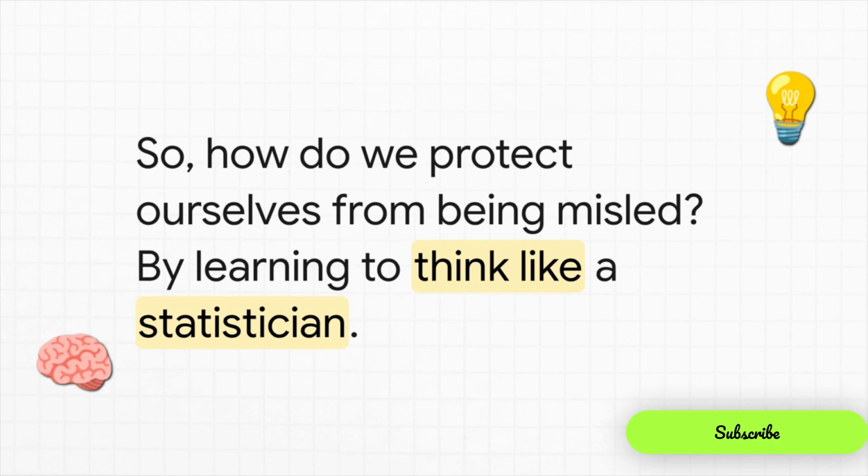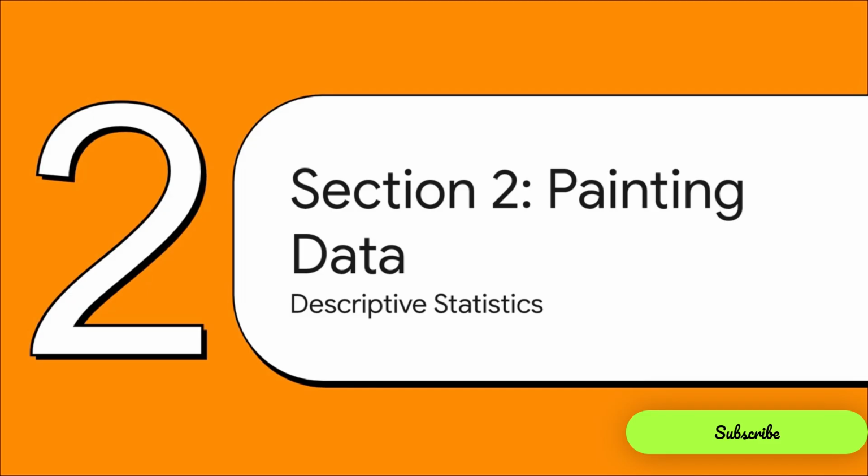So how do we protect ourselves from this? How do we build up our BS detector? We learn to think like a statistician. And that's exactly what we're going to do right now. Thinking like a statistician really starts with one simple thing: learning to see what the data is actually telling you. Before you jump to any conclusions, you just have to paint a clear picture.